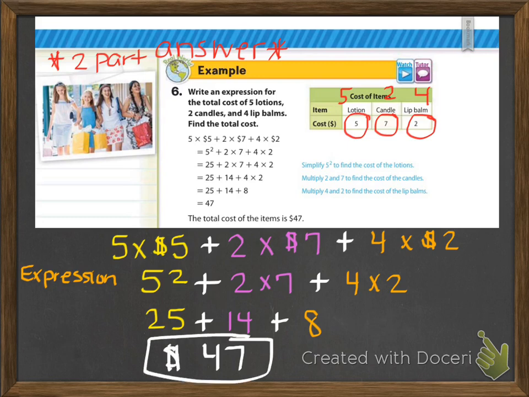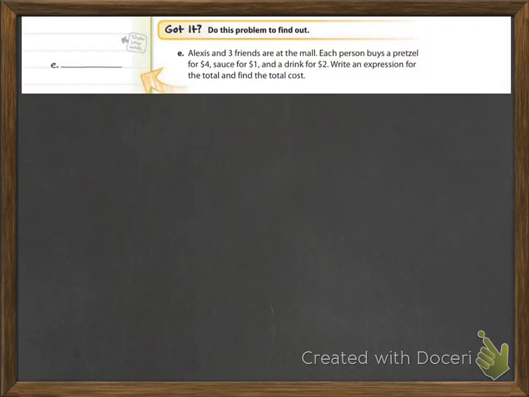So you have this answer, and then you have this answer, the expression and the total cost. Go ahead and pause the video now and try the problem on your own. All right, great, welcome back. It says Alexis and 3 friends. So how many people is that? That's going to be 4 people, so don't forget that. Each person buys a pretzel for $4, a pretzel, so that's 1 pretzel for $4.